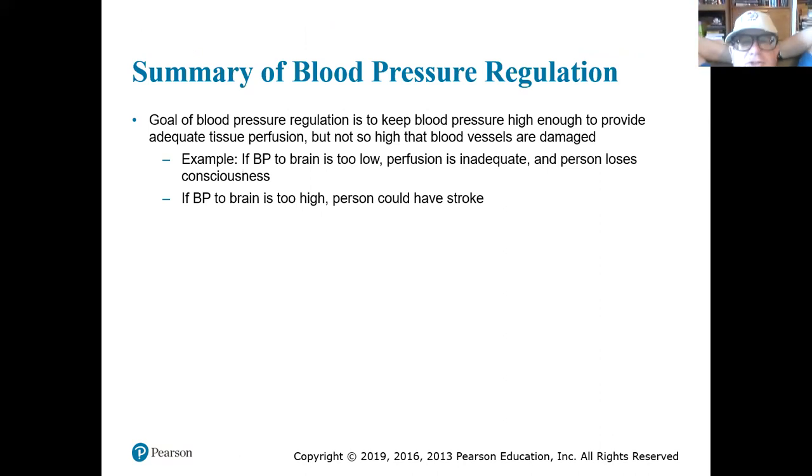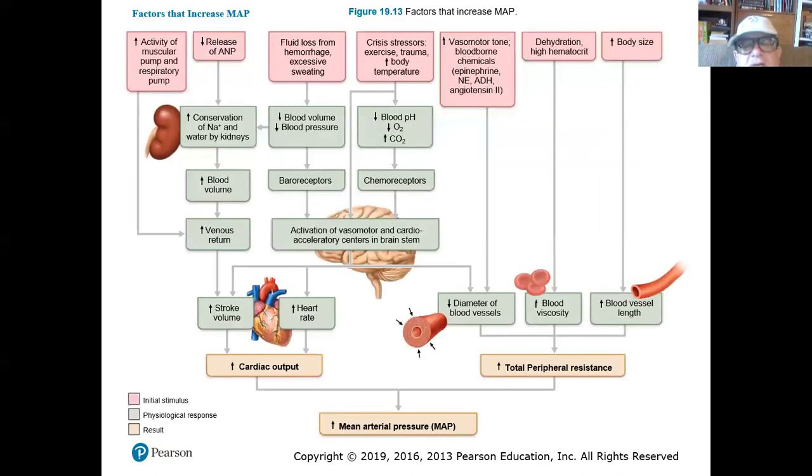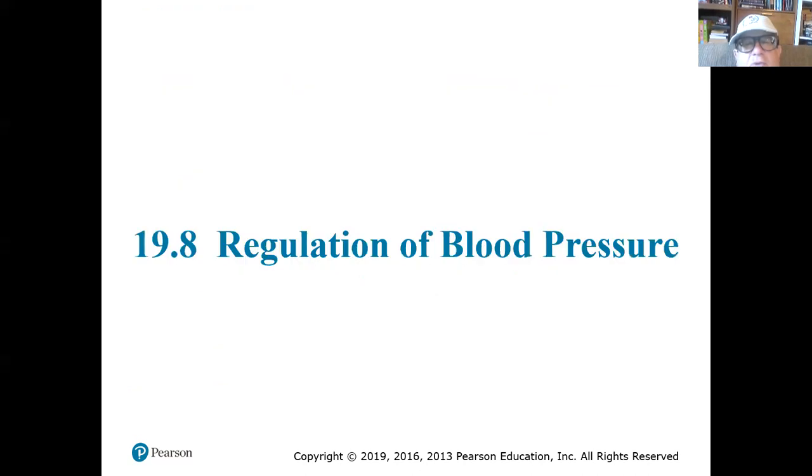The goal of blood pressure regulation is to keep the pressure high enough to provide perfusion, meaning you got enough blood going through, enough oxygen being delivered for the tissues, but not so high that you're going to damage the blood vessels. If blood pressure to the brain is low, our perfusion is inadequate, and the person will lose consciousness. If the blood pressure of the brain is too high, the person could have a stroke. We got to keep it between the two. All right, and that's straightforward.